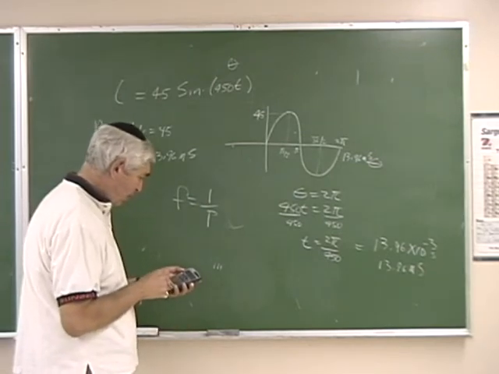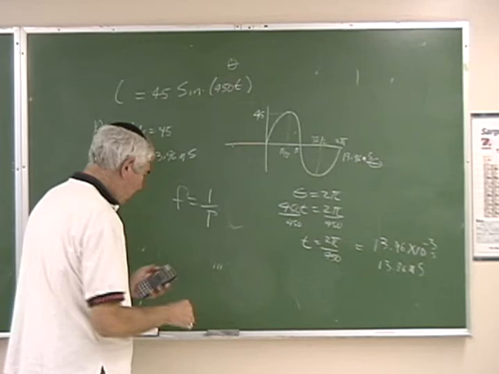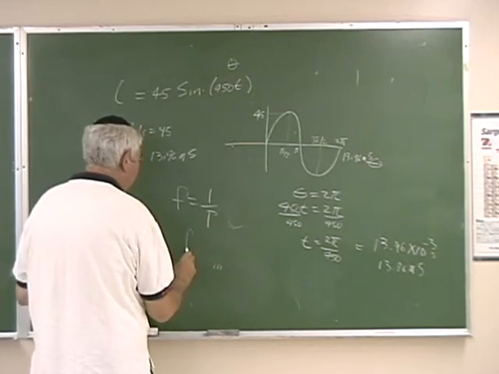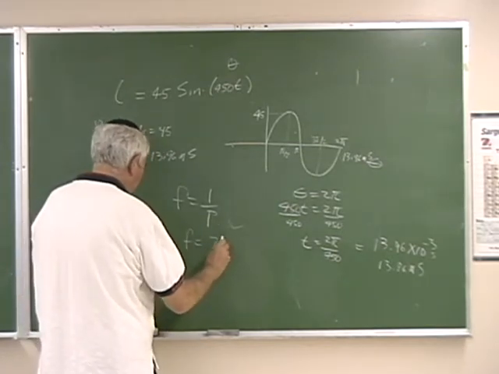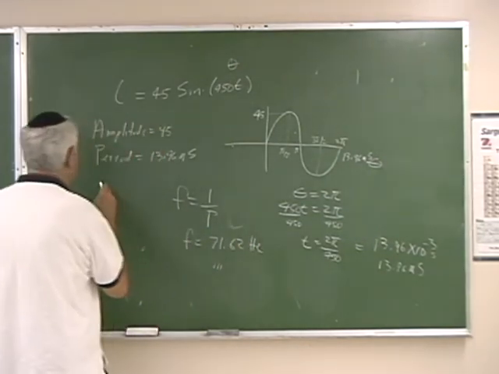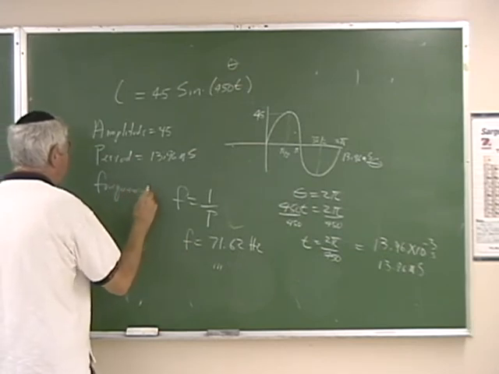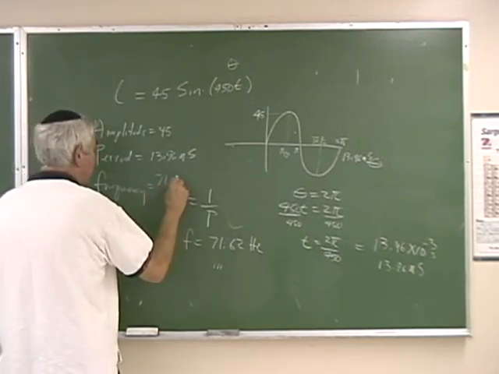Now the frequency is equal to 1 over the period. So if I go y to the x, 1 with a minus sign, and take the inverse, the frequency would be 71.62 hertz. So the frequency is 71.62 hertz.